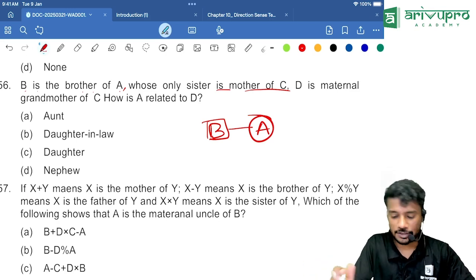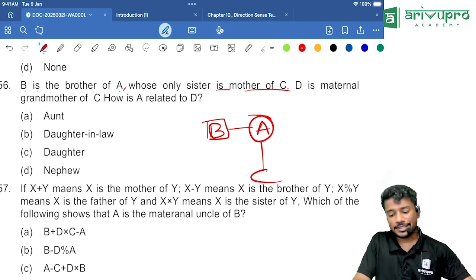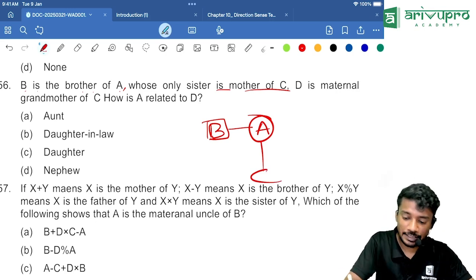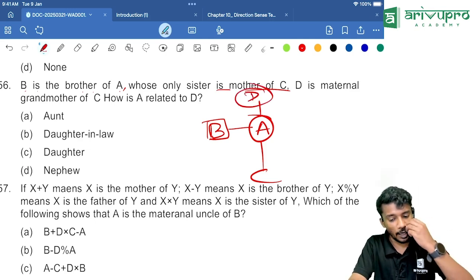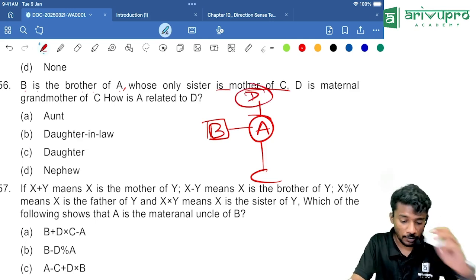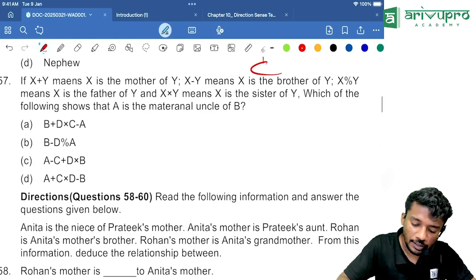Okay. Yes, correct. Then mother is that. Then who is it? C. C is having a mother, sir. D is the maternal grandmother. That means D is this. How is A related to D? Got it? Yes.